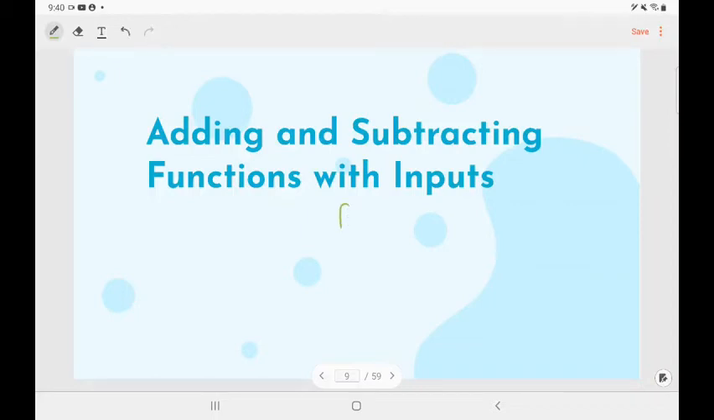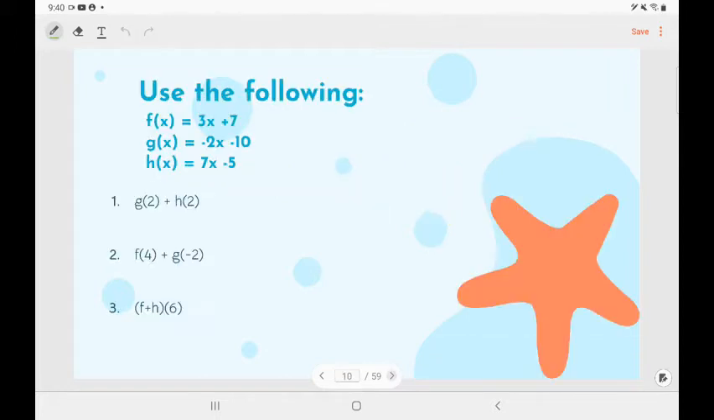In this video, we're going to talk about how to add and subtract functions with inputs. So yesterday we talked about adding and subtracting functions if I just had function rules. So for example, f of x plus g of x. Remember, I just rewrite what the rule for f is, rewrite what the rule for g is, and then combine.